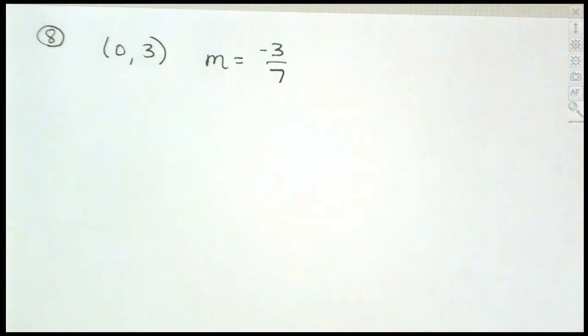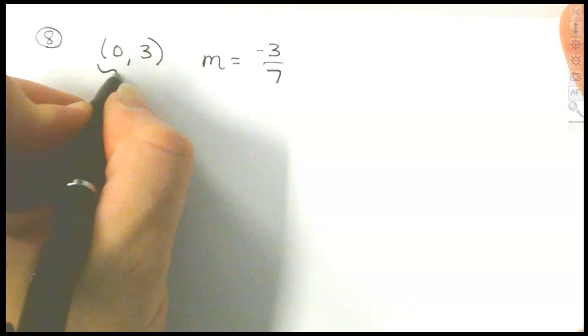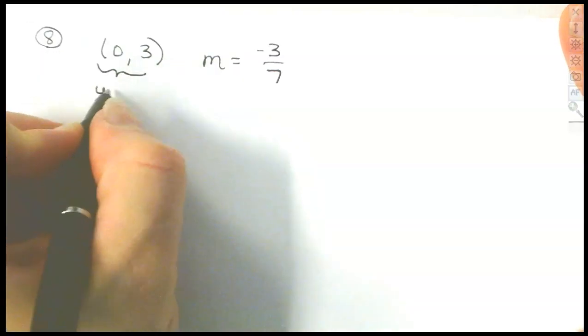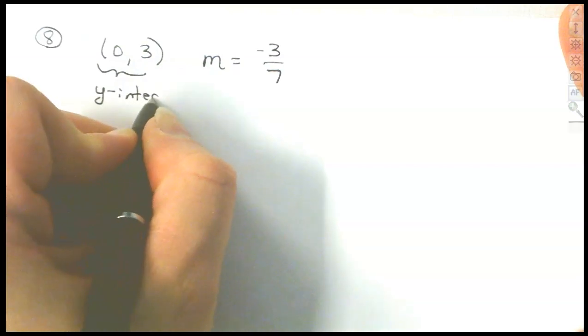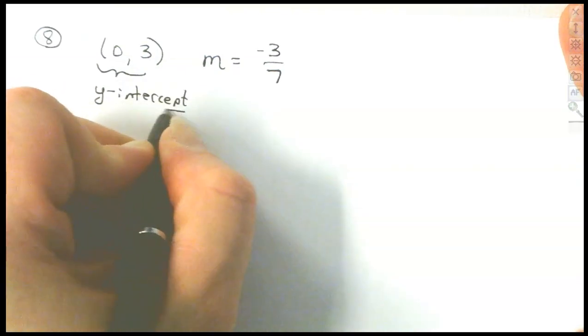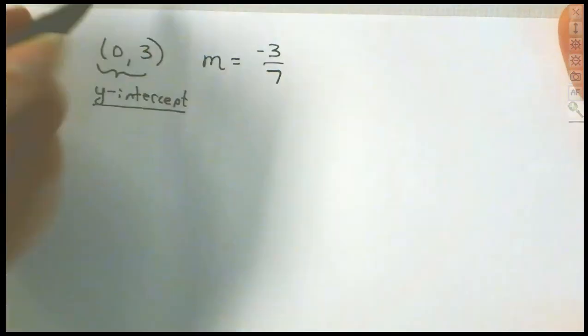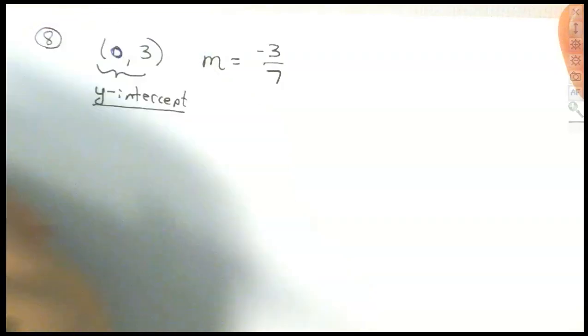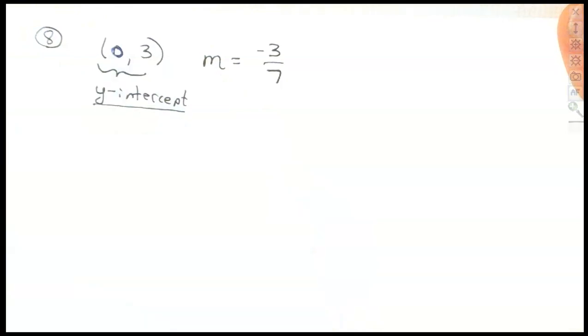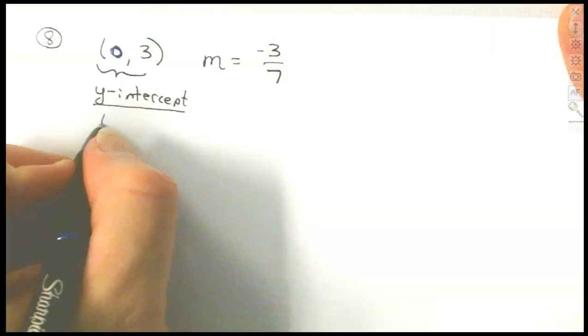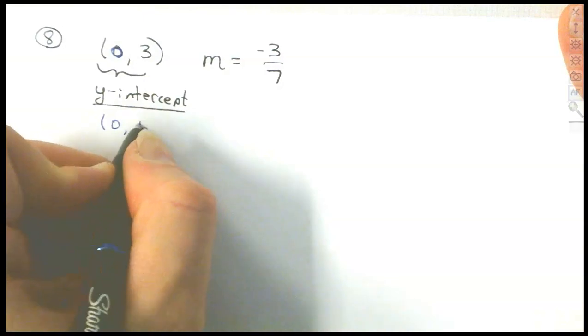Okay, now, what is this right here? Well, this is your y-intercept. Why is it going to be your y-intercept? Why is it not just a regular point? It's your y-intercept because of that 0. And your y-intercepts are always 0, comma, b.